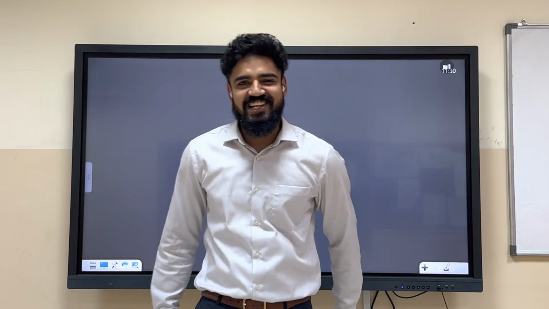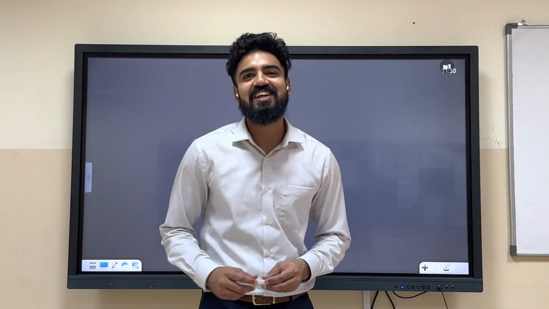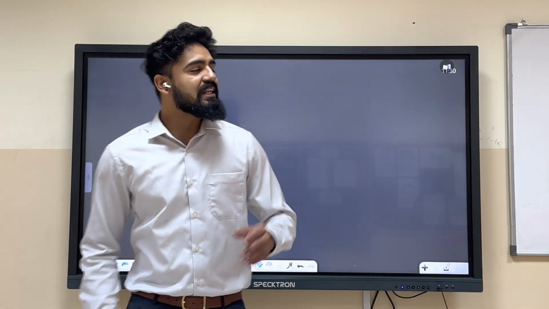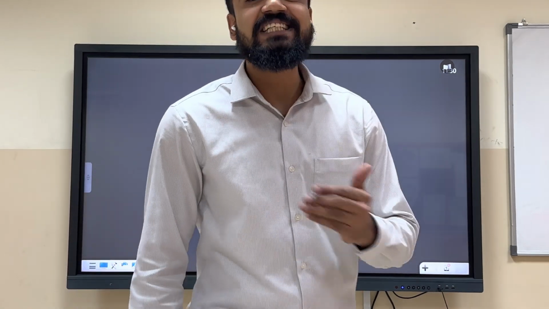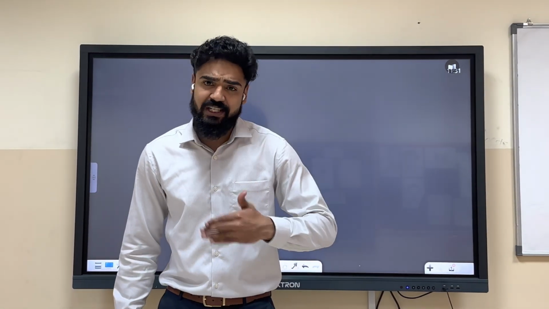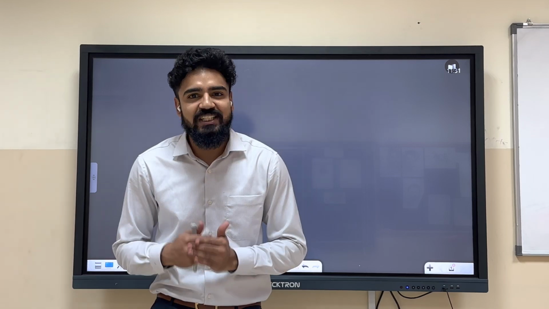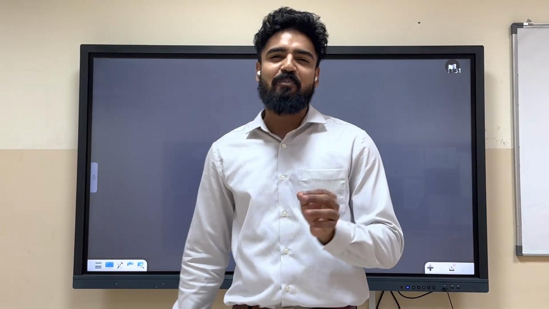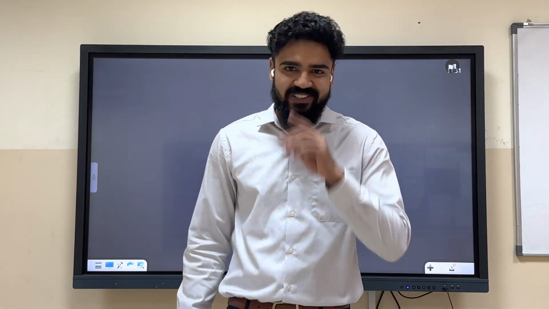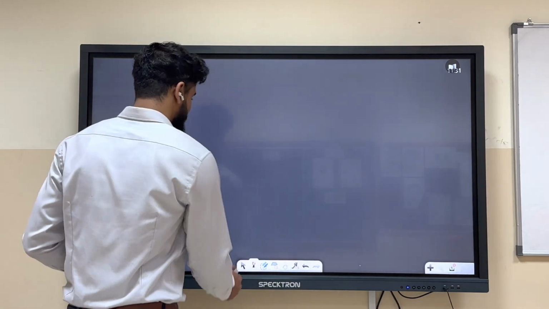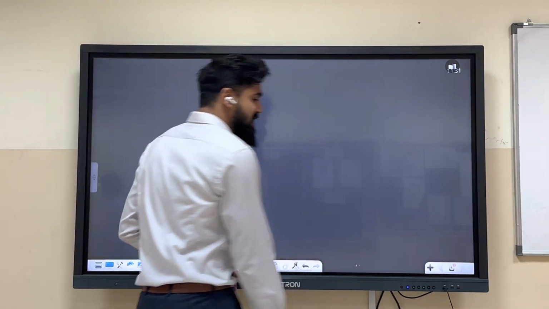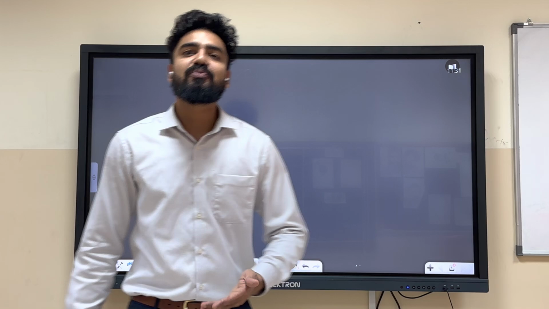Hello guys, this is lecture number 3 of current electricity for boards. In the last lecture we discussed Ohm's law and its limitations. We also discussed how we can write down the formula for resistance. Now in this lecture we are going to derive a few other things.